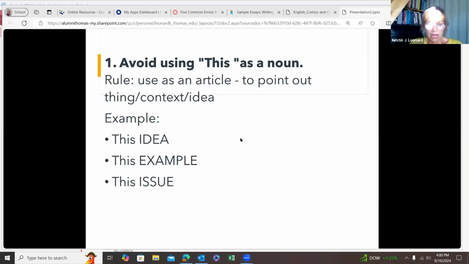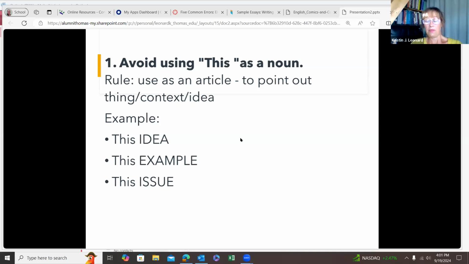Number one is avoid using this as a noun. You should use the word this as an article. In other words, to point out this cat, this apple, this phone, this idea, this example, this issue.